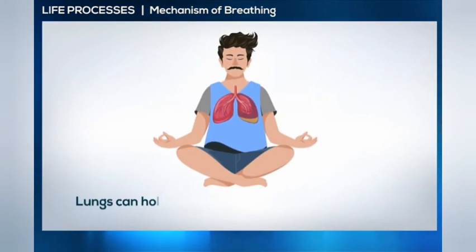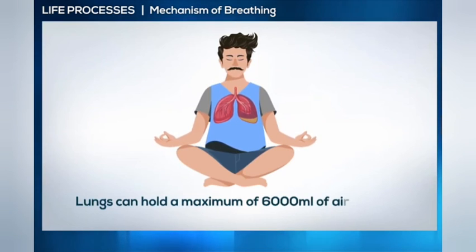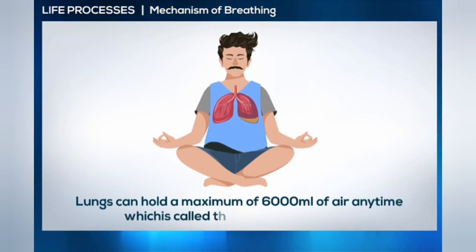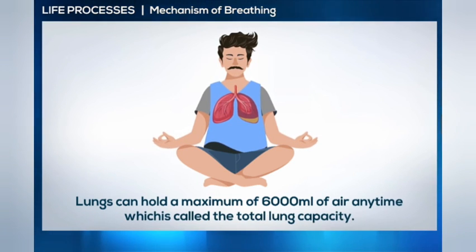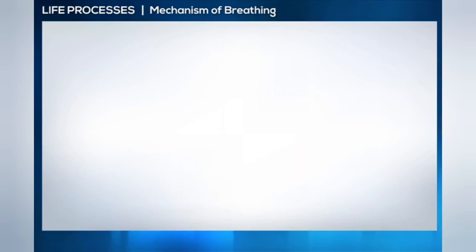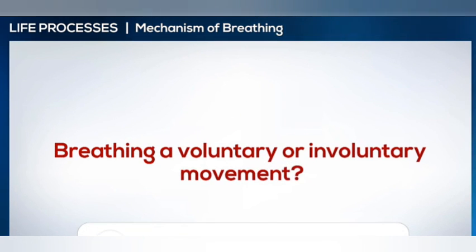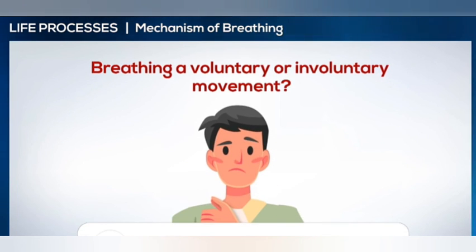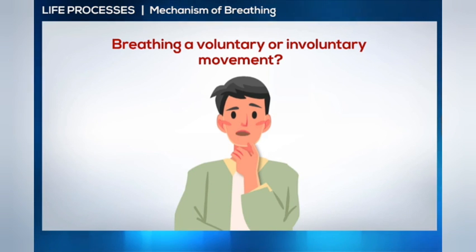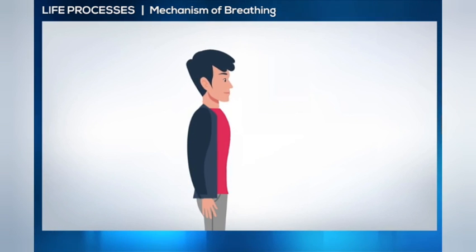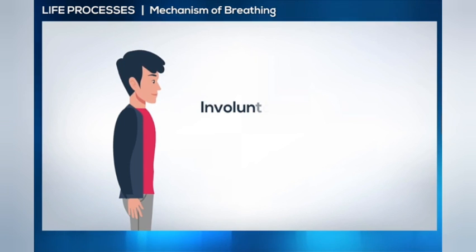Our lungs can hold a maximum of 6,000 ml of air at any time, which is called the total lung capacity. That's quite a number, isn't it? Now tell me, is breathing a voluntary or involuntary movement? Can we control it? Let's try. Hold your breath. Oof, that's difficult. The breathing movements are normally not under our control or will. That is, they are involuntary movements.